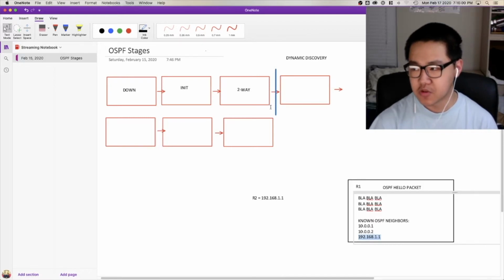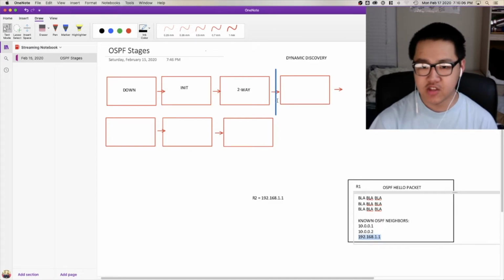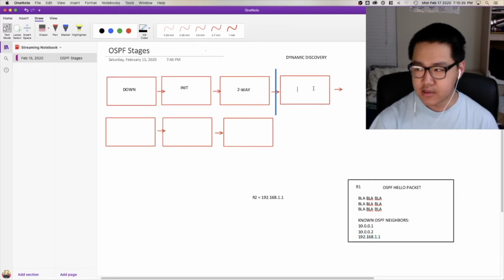Now, this blue line will be explained later. Moving two-way shouldn't be a stage that you stay in for long. It's usually indicative of a problem if you stay in two-way for a while, unless there is one special case occurring in your network. And we'll go over that special case in a second. It's also why we have this blue line here. But moving on, assuming that everything's fine and you move out of two-way, the next stage is exstart.